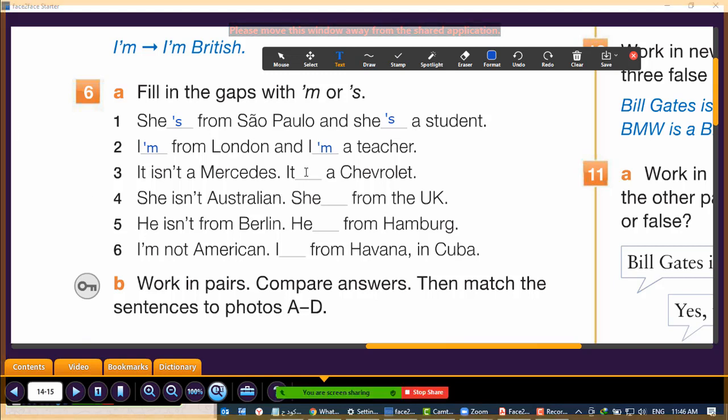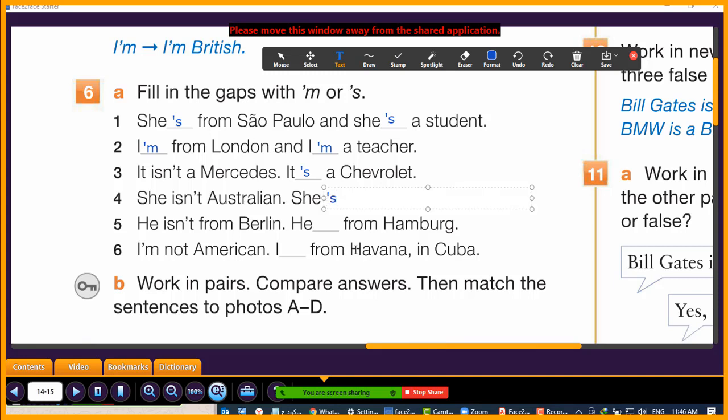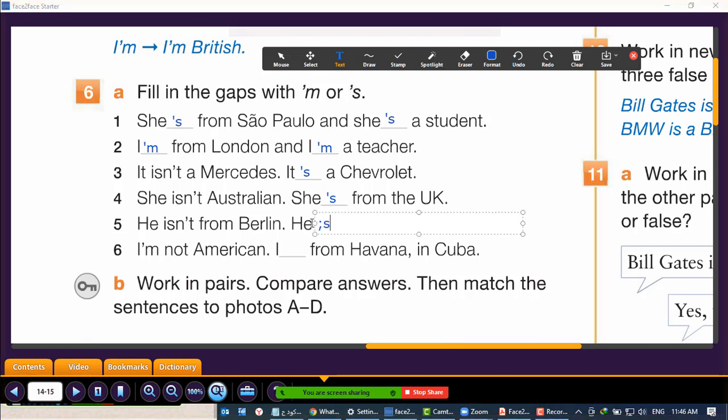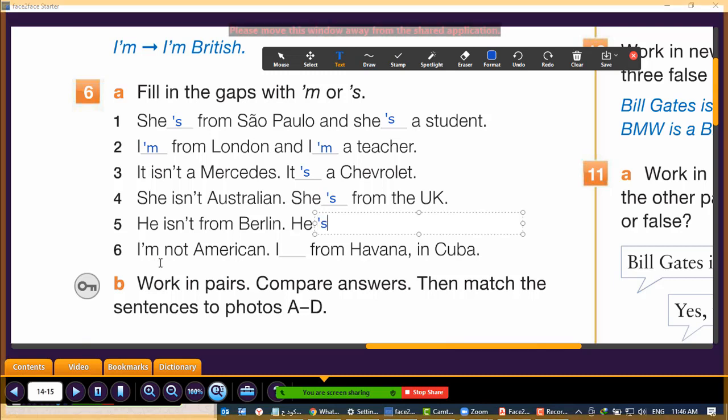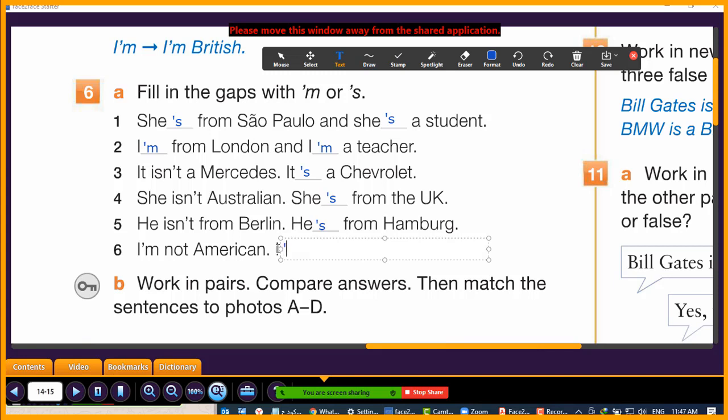Finish. Good. Okay, we start with Hamza. Number three. It isn't a Mercedes. It is. Very good. It's contraction. It's a Chevrolet. Very good. Ibrahim, number four. She isn't Australian. She is from the UK. Very good. She is. Rakan, five. He isn't from Berlin. He's from. Rakan, not here. He is. He's. Okay, Usama. Number six. I'm not American. I am from Havana. Very good. I'm from Havana.